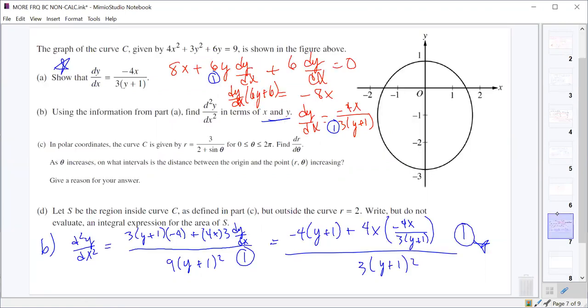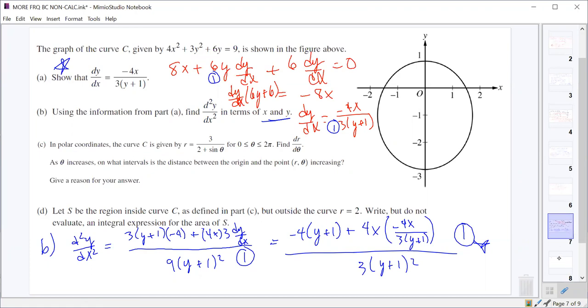For part C, what are they asking here? They give us the curve in polar coordinates. They want us to find dr d theta. We'll deal with the second part of it in a second. To find dr d theta, we just take the derivative with respect to theta.